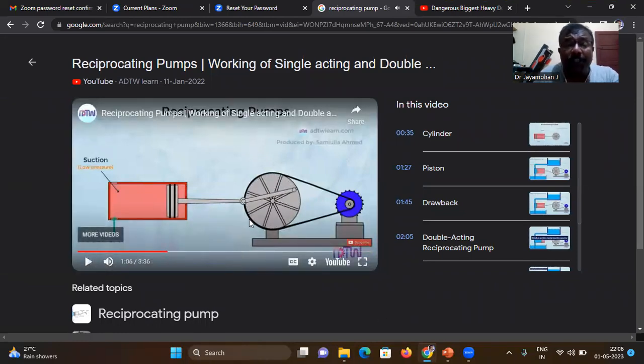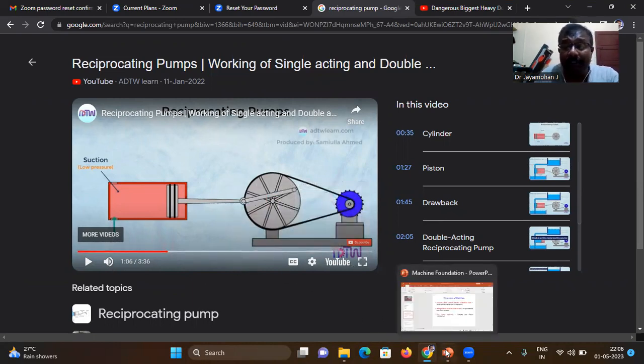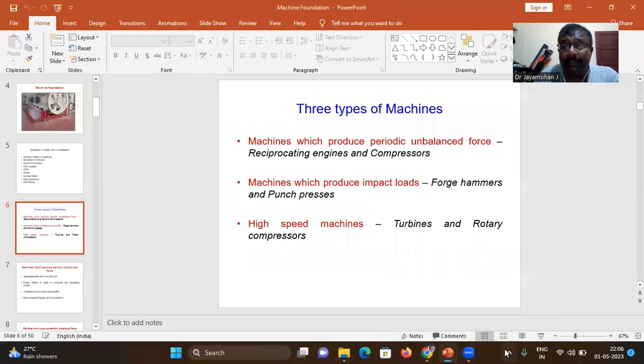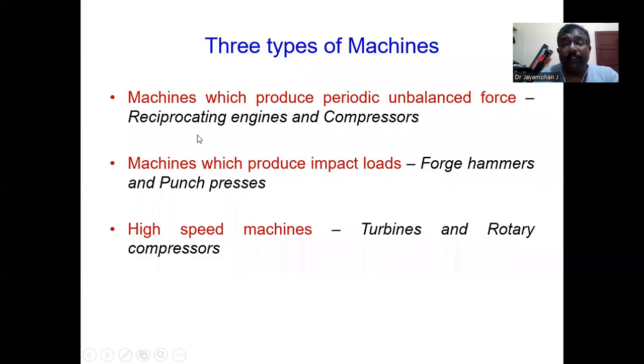So this motion of the piston, the crank, and the connecting rod will create periodic unbalanced forces onto this foundation. Anyway, we'll go back to the PPT. So that was about reciprocating engines, which create a periodic unbalanced force.